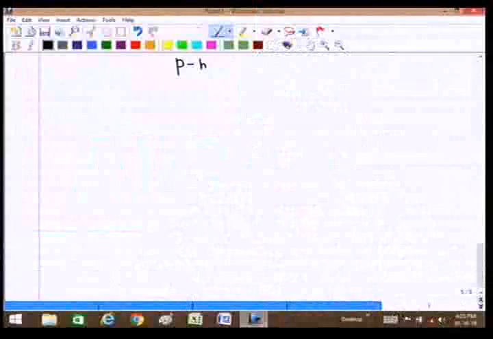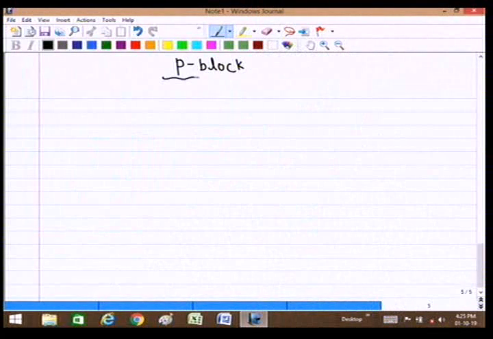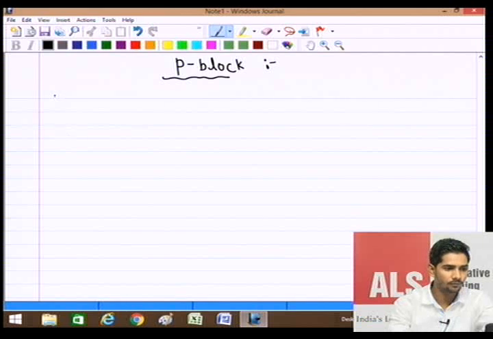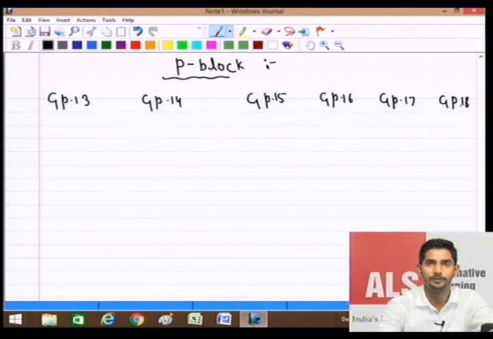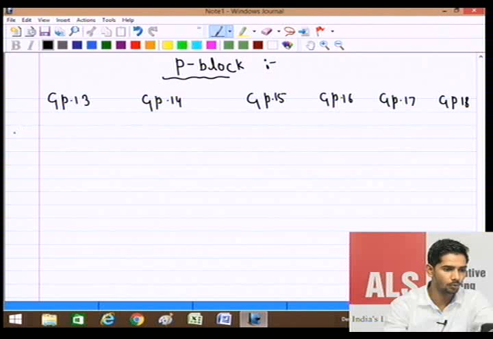So this is about the group 1 and 2 of the S block elements. Now S block is over. Let's move on to the P block elements. In the P block elements, we have groups from 13 to 18: 13, 14, 15, 16, 17, and then 18. This starts from period number 2.